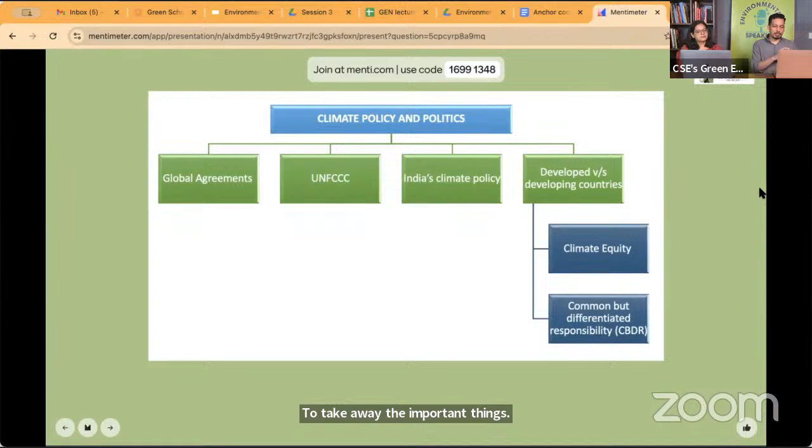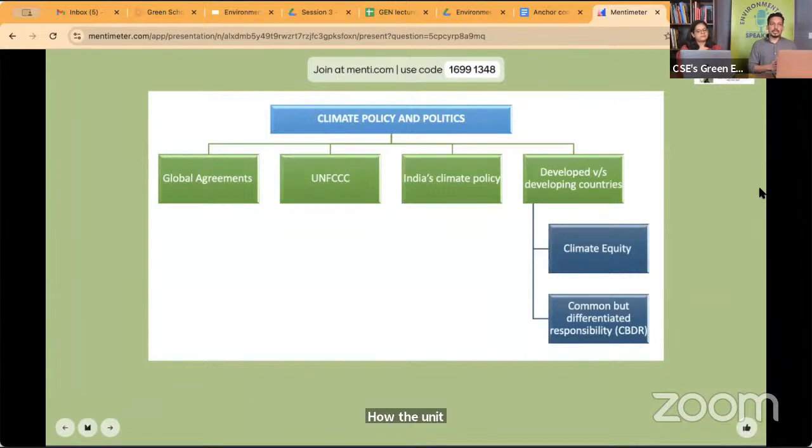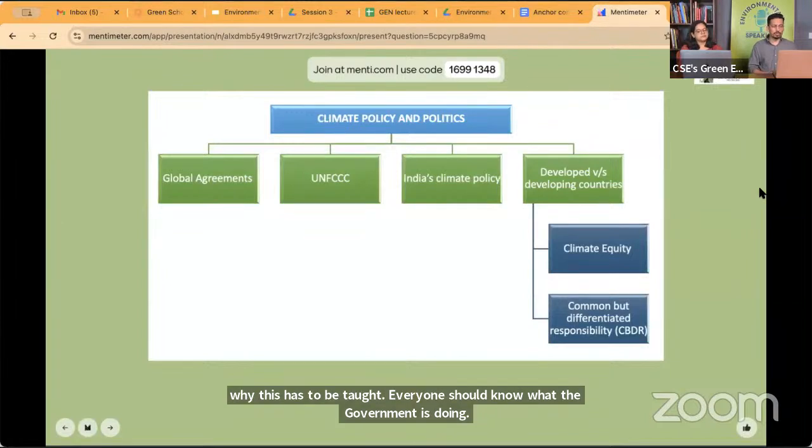So keeping up with that development is important, and that's why how global agreements work and how the UNFCCC is functioning is important to be taught. India's climate policy, what the government is doing, I don't have much to say on why this has to be taught. Everyone should know what the government is doing. What the state governments are doing is also important.